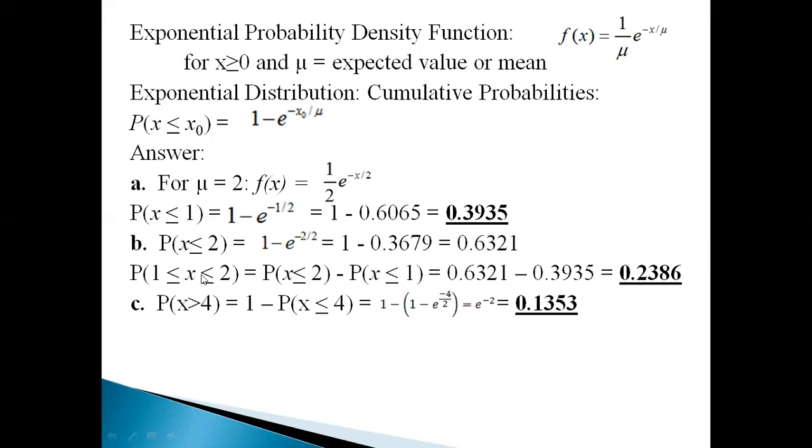Okay. Now the other one was that it's going to be greater than 4 hours. Well, if you remember, we can do 1 minus the probability it's going to be less than or equal to 4 hours. And then we can use our equation up here: 1 minus e to the negative 4 over 2. We plug that whole thing into our calculator. Really, it just becomes e to the minus 2 because the 1's cancel. Minus 4 over 2 becomes minus 2. And so we just get 0.1353 as the probability that it's going to take more than 4 hours.